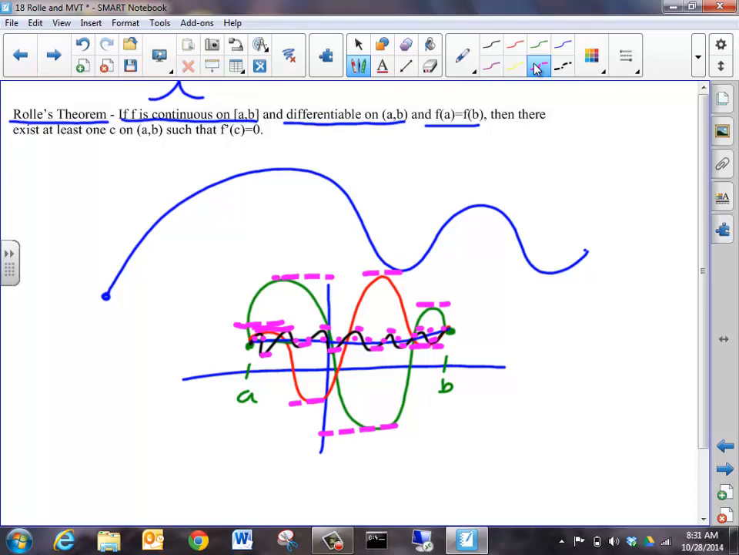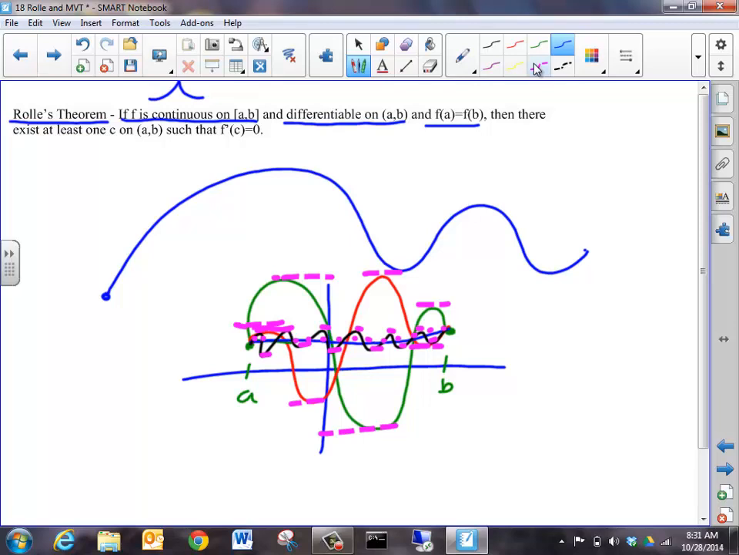There has to be a place where the derivative is zero. Now, how does that hold true? How does the algebra of that hold true? Well, let's think about the average from A to B.